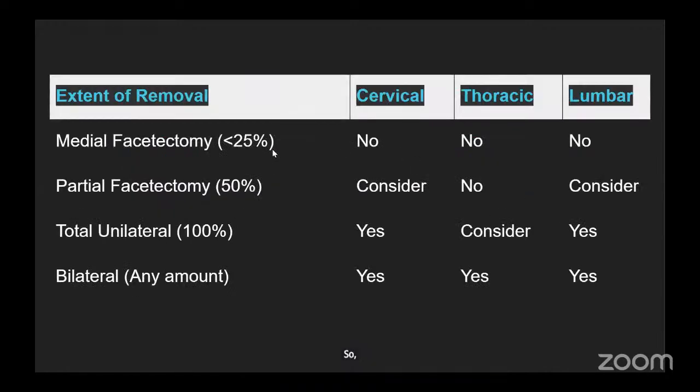So if it is only medial facetectomy, less than 25%, you don't need to do a fixation. If it is partial facetectomy, 50%, for cervical and lumbar spine, you are going to consider it strongly. For dorsal, you can still get away with it.